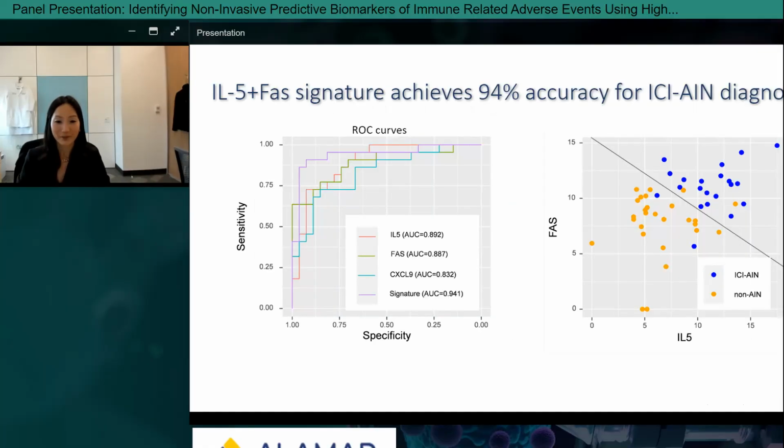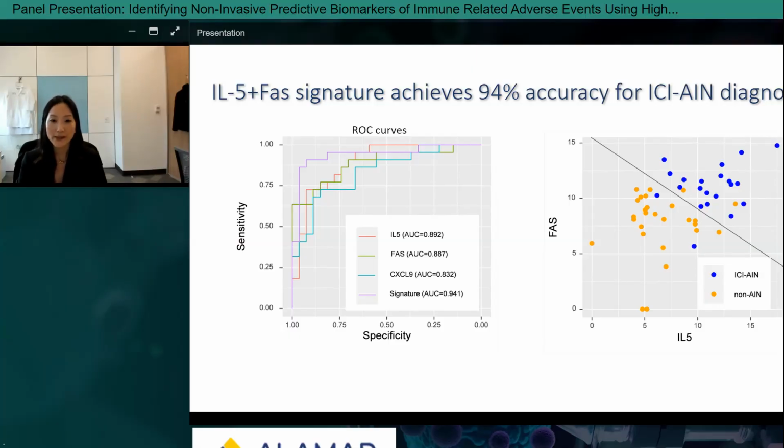Our analysis culminated in evaluating the diagnostic performance of these key biomarkers using ROC curves. And what we found with looking at each of the individual markers, IL-5, FAS, and CXCL9, was that their AUC was roughly at 0.8, whereas the signature of IL-5 and FAS gave us a better AUC of 0.94, or 94% accuracy.